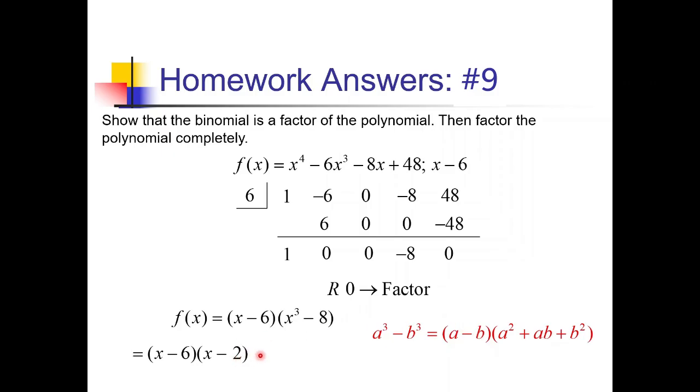And then a squared is x squared. Plus ab is going to be plus 2x. And then b squared is going to be a plus 2 squared, so plus 4. And this is now fully factored.